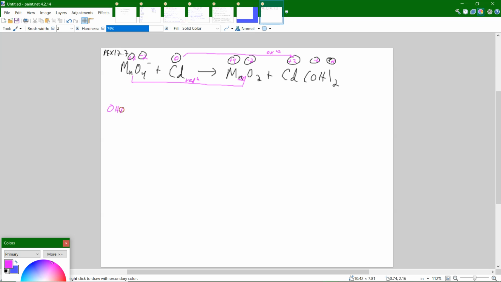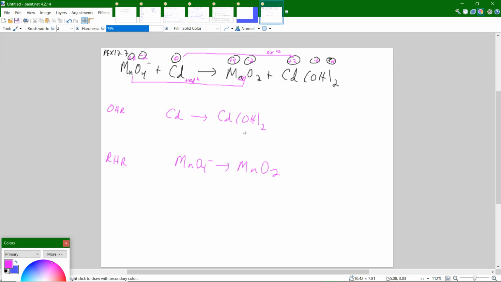So the oxidation half reaction is cadmium. This is just the bare bones. We're going to fill it in. Cadmium goes to cadmium hydroxide. The reduction half reaction, MnO4 minus, goes to MnO2.